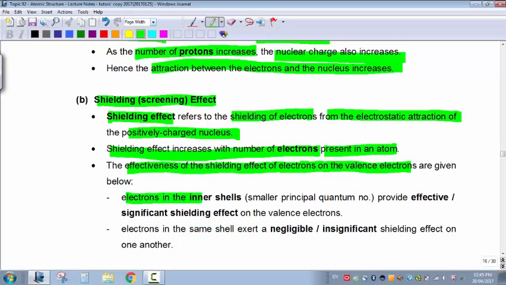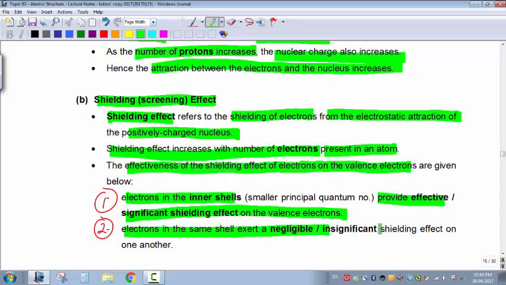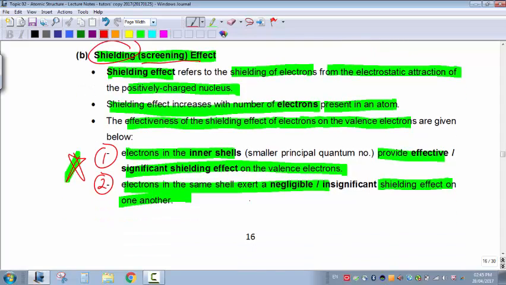Number 1, electrons in the inner shell provide effective or significant shielding effect on the valence electron. Number 2, electrons in the same shell exert a negligible shielding effect on one another. So these two things you need to remember for shielding effect, or we can call it screening effect. It's the same.